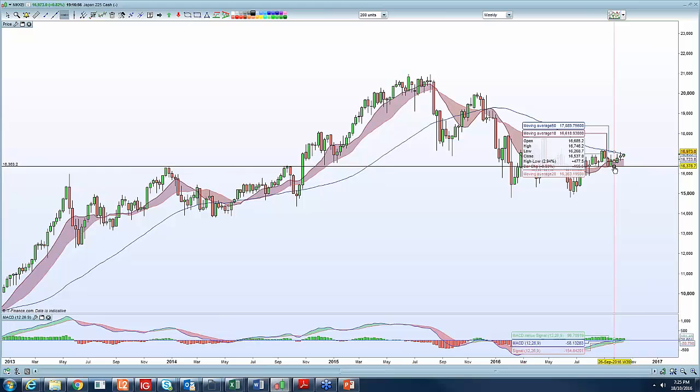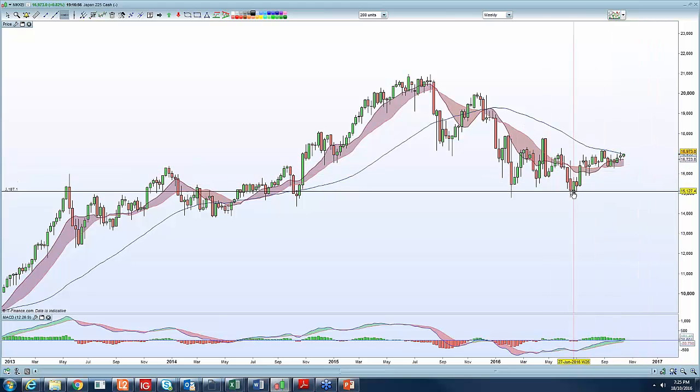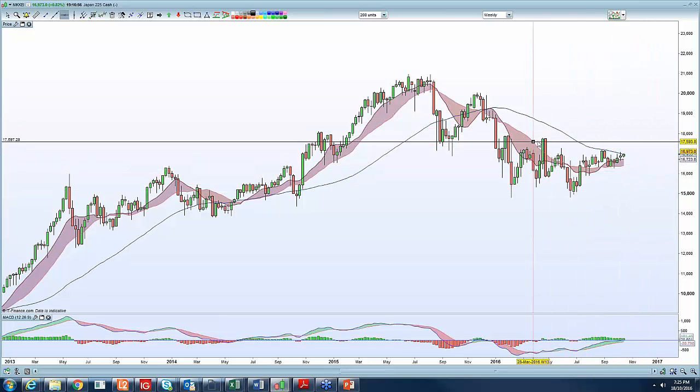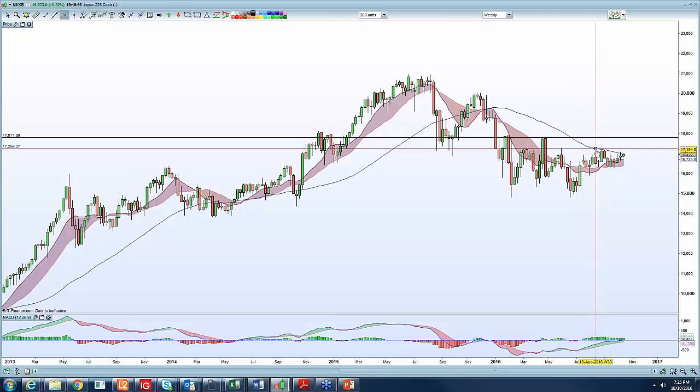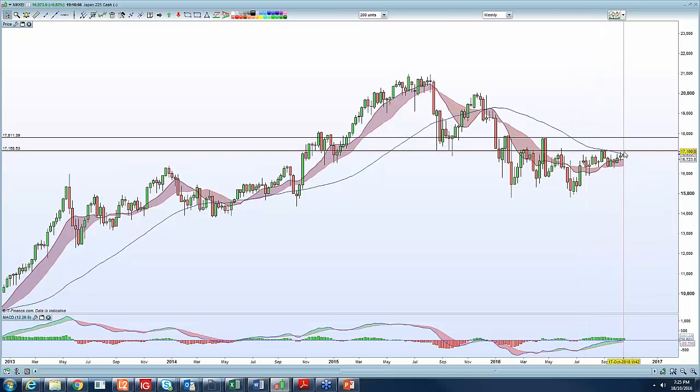So you see the weekly chart, right? I want to show you this level of resistance here, and a level of resistance here. If you can break the 17,000 convincingly, 18,000 is possible. 18,000 is definitely possible.